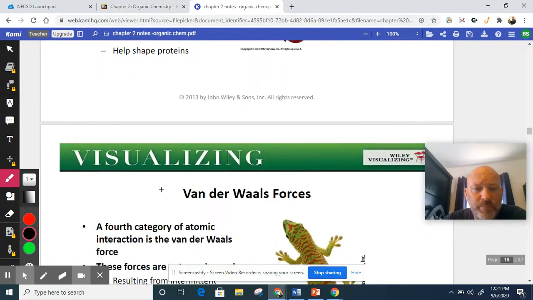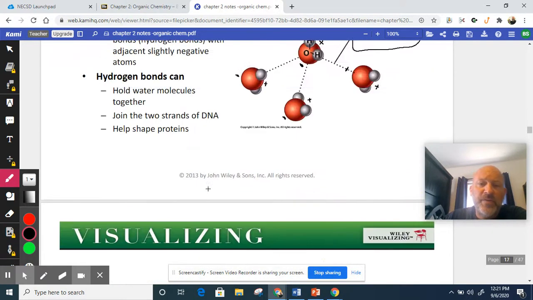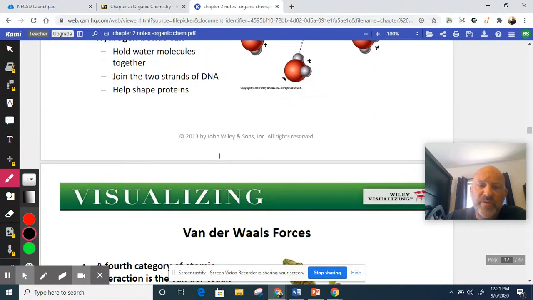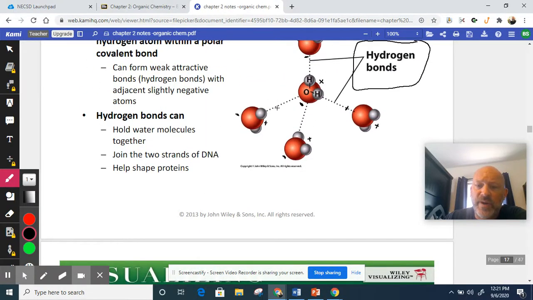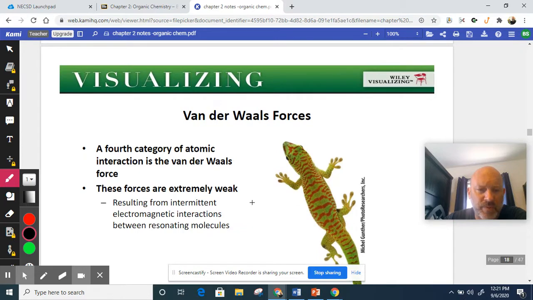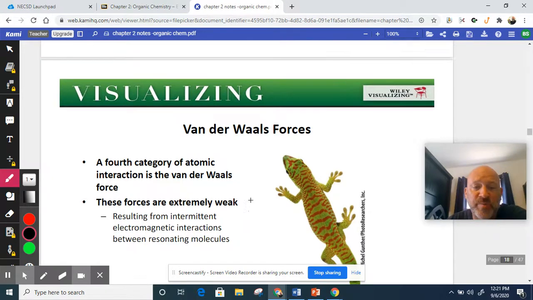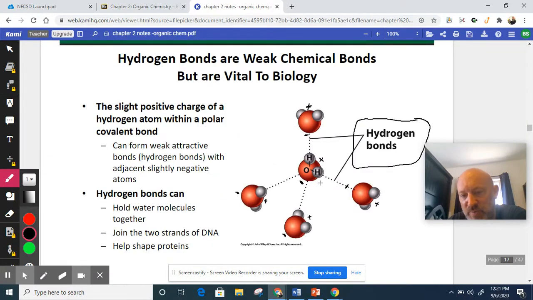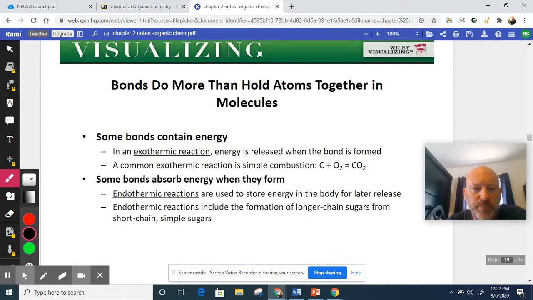All right, moving on. The forces that exist between these resonating molecules, these attractive forces, are called van der Waals forces. The forces that result from intermittent electromagnetic interactions between resonating molecules, like we see between these water molecules. These are forming hydrogen bonds, but through these forces called van der Waals forces.